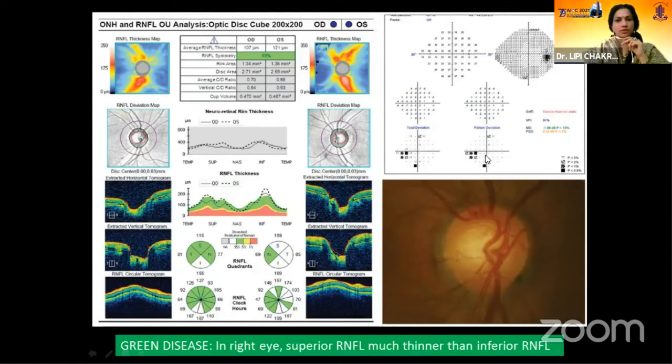Perimetry is done. There are some inferior scotomas. So OCT has been advised, and what we get is some superior RNFL thinning. But just see here, it's all showing green and white, even though it is 155 microns in the superior quadrant as compared to 156 in inferior, and the left eye is 159 and 169. But it is not showing glaucoma in the superior, or the superior RNFL thinning is not being shown here. So we need to be cautious about this green disease also.